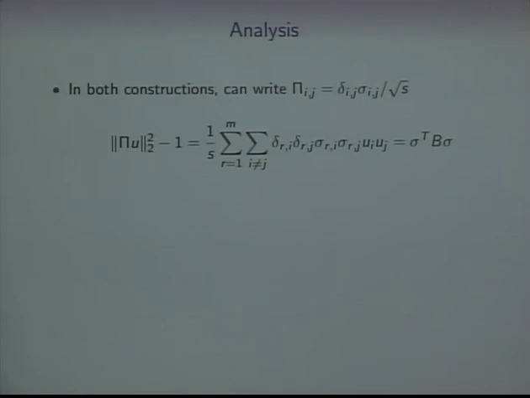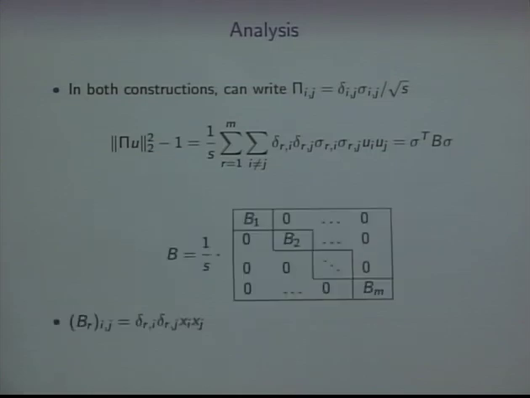And in both constructions, you can write the difference between the projected vector's norm squared minus the original vector's norm squared, which is 1, as the following thing. And this is a quadratic form in sigma. You can write that as sigma transpose B sigma, where sigma is this m times n dimensional vector. And now you want a tail bound. You want to say that the probability that this is big is small.